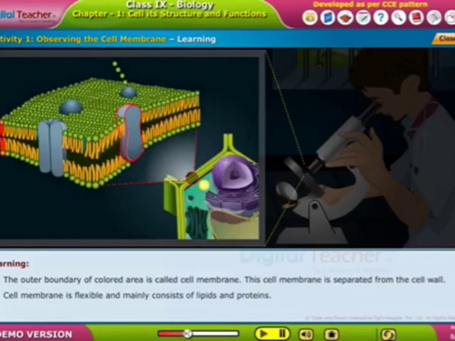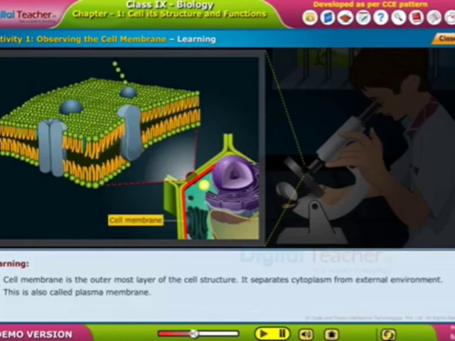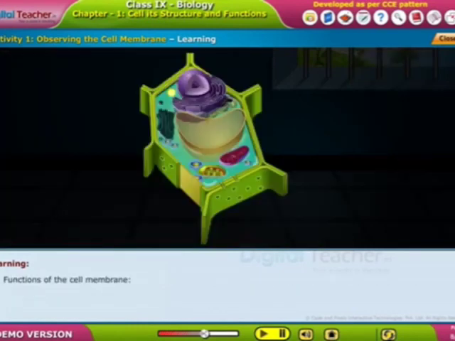Cell membrane is flexible and mainly consists of lipids and proteins. Cell membrane is the outermost layer of the cell structure. It separates cytoplasm from the external environment. This is also called plasma membrane. Functions of the cell membrane.